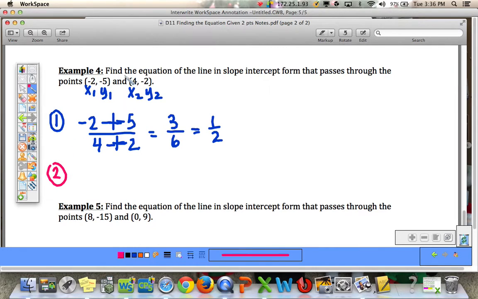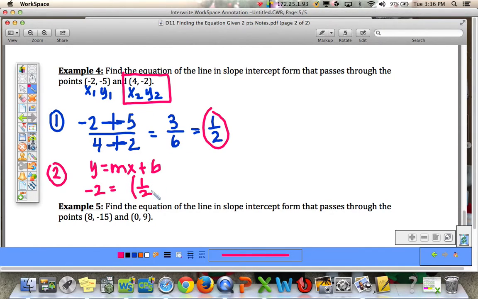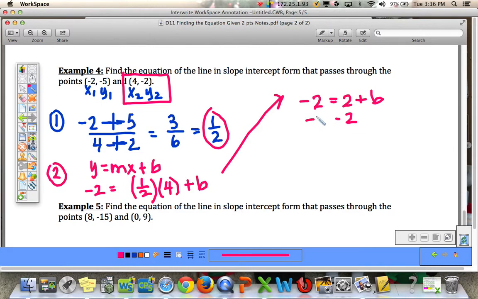Second step is choose one of the points. I'll just choose this point this time, and plug into y equals mx plus b with this slope. So the y value is negative 2. The m value is 1/2. The x value is 4, plus b. Half times 4 is 2. So we have negative 2 equals 2 plus b. Subtract 2 from each side to get b by itself, and we get b equals negative 4.